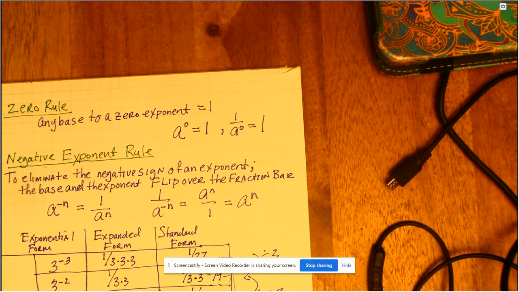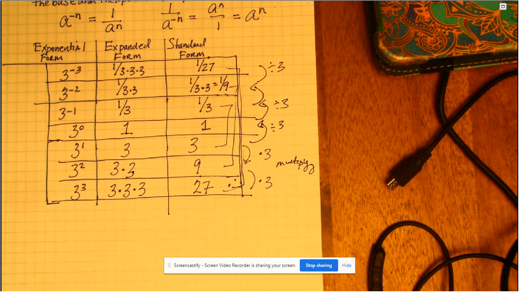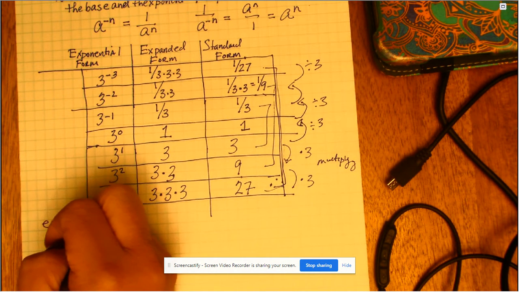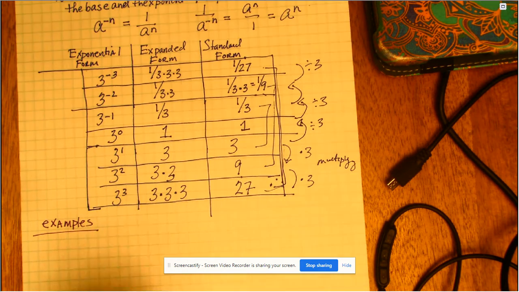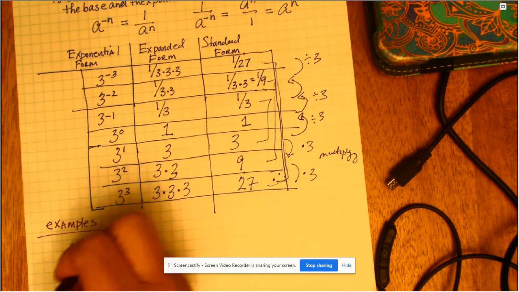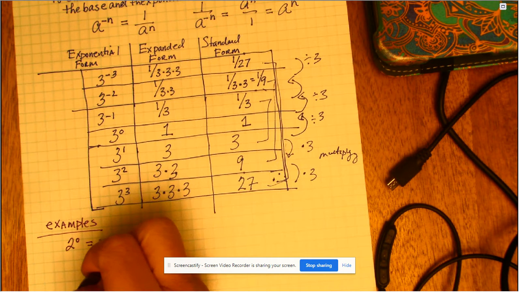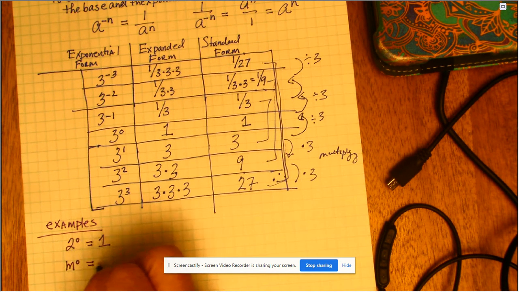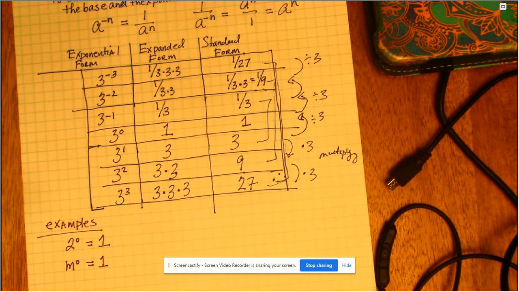So let's go ahead and do a few examples, kind of solidify our understanding here. Push this back up. So some examples. We know 2 to the 0 is equal to 1. We should also know that m to the 0 is also equal to 1. So that rule for the 0 exponent applies to both fixed numbers as well as variable bases.